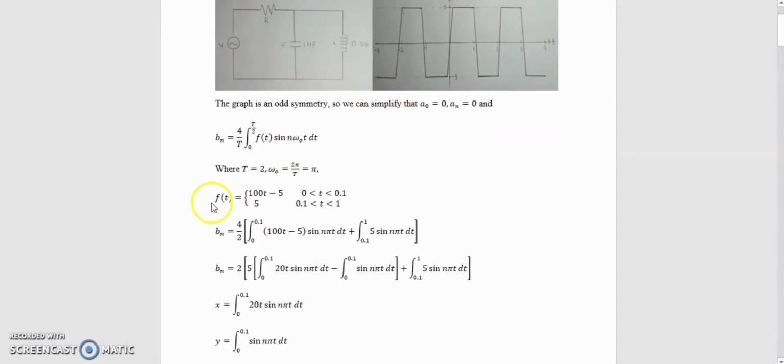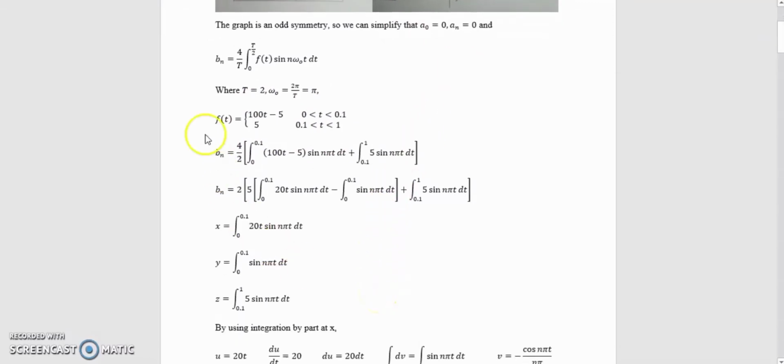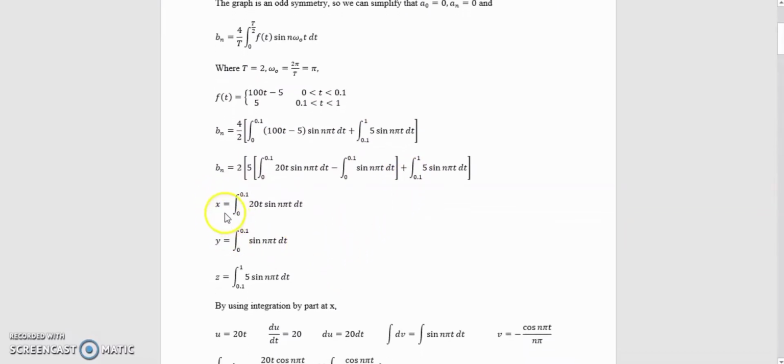From the graph, we find f(t), which is 100t minus 5 from 0 to 0.1, this, and 5 from 0.1 until 1, this. Then we substitute the f(t) function into the Bn equation. Okay, we get this, and then we separate it into 3 parts, which are x, y, and z.